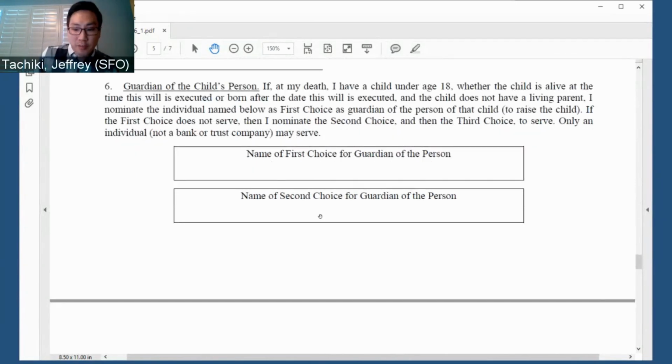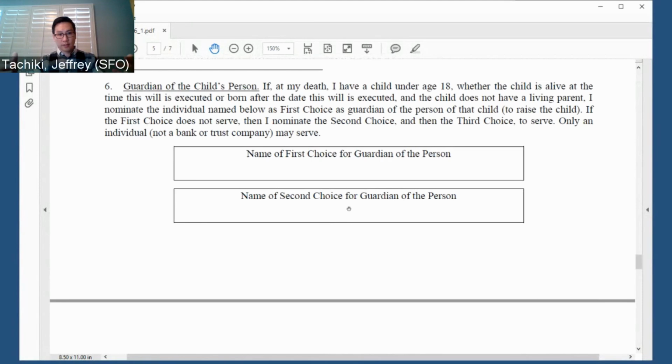If you have minor children, that is any child under the age of 18, then you will want to nominate guardians who can act on their behalf if you happen to pass away. There are actually several things that you should probably consider in selecting this guardian. The first thing you should know is that this is just a nomination, all right?